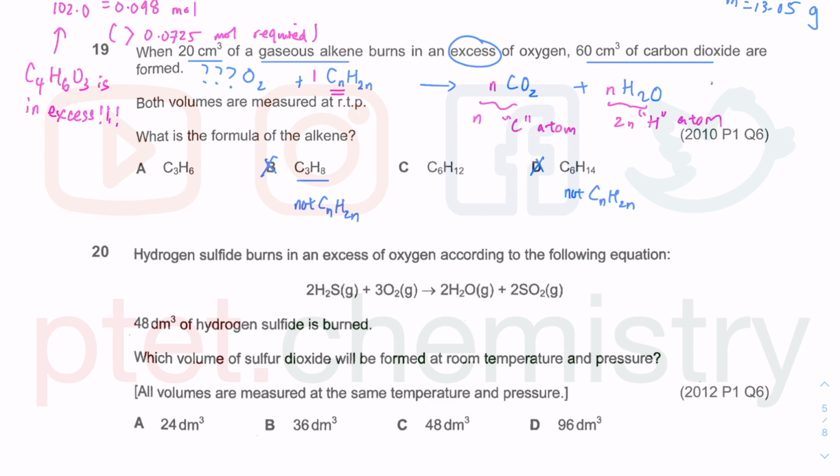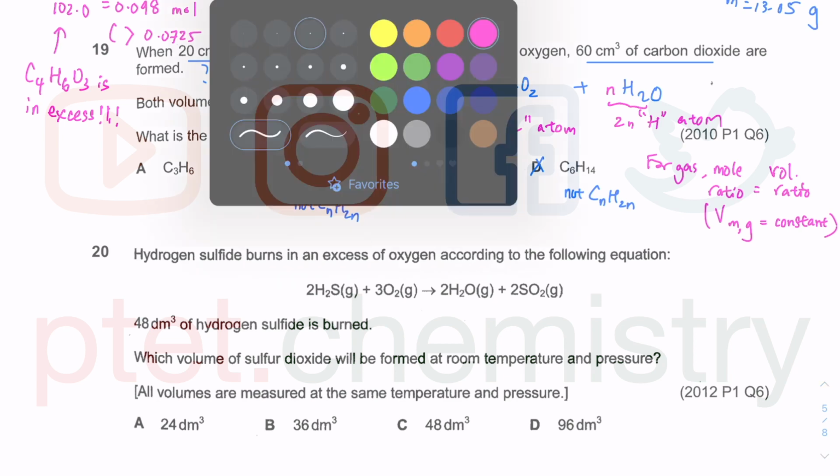Like that. Alright, so let's think about this. This is the volume of a gas. So we can be thinking about, for gas, volume ratio is equal to mole ratio. I don't know why I didn't write that down. So for gas, mole ratio is equal to volume ratio, because the molar volume of gas is a constant for all gases. So what can we say here?